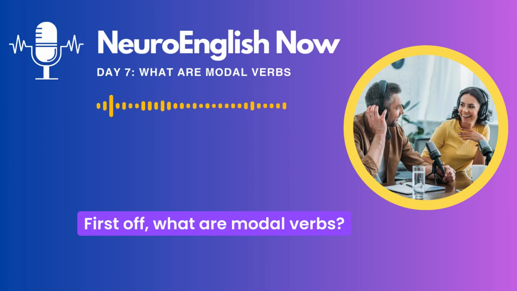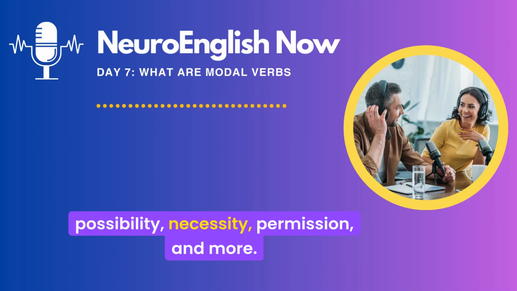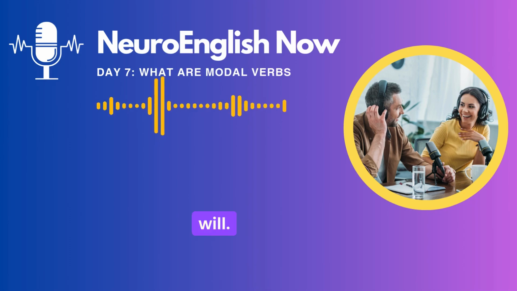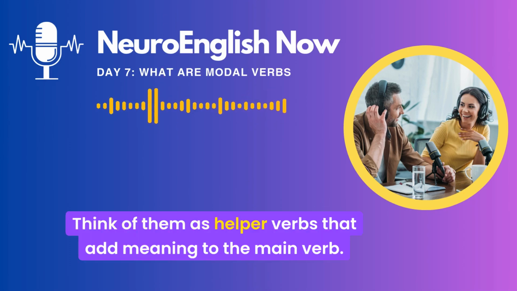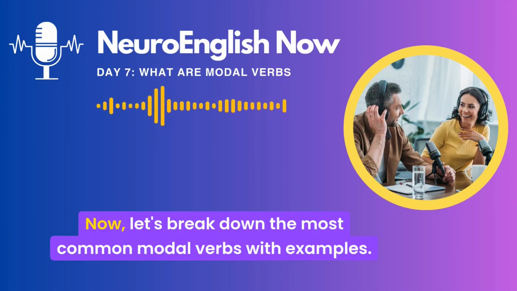First off, what are modal verbs? Modal verbs are special verbs that help us express things like ability, possibility, necessity, permission, and more. They include words like can, could, may, might, must, shall, should, will, or would. Think of them as helper verbs that add meaning to the main verb. Here's the key. Modal verbs are always followed by the base form of the main verb. Exactly. Now, let's break down the most common modal verbs with examples.